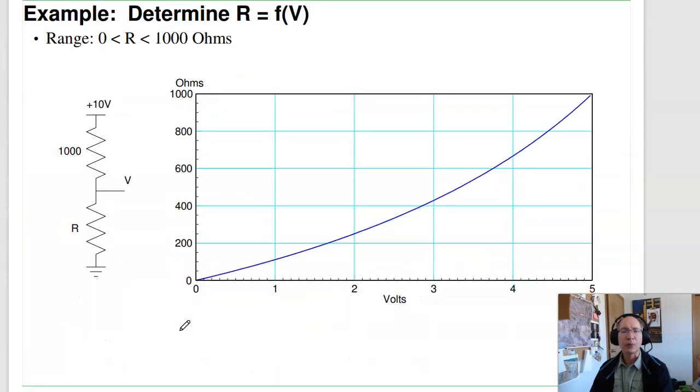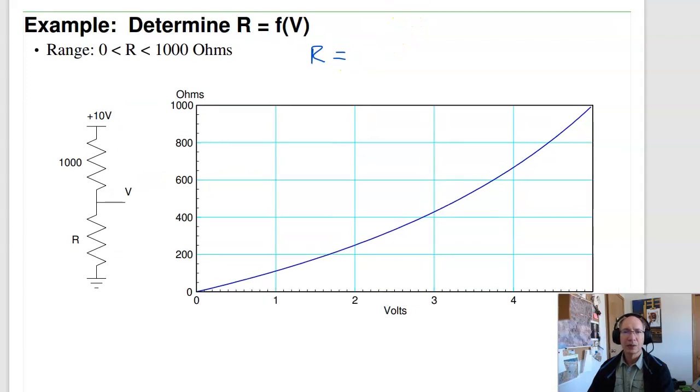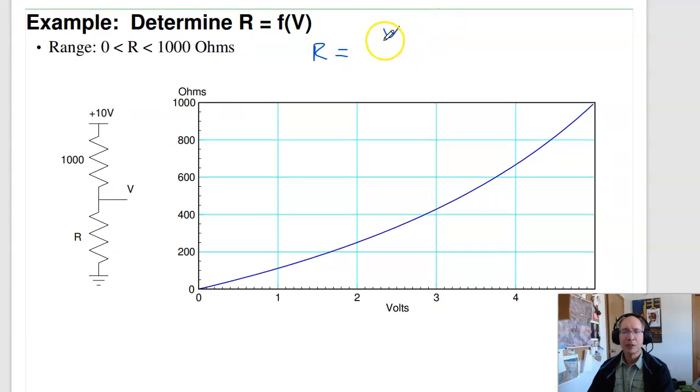So for example, let's take a voltage divider. Suppose I want to use this to be an ohm meter. I'm going to measure the voltage and from that calculate R. A theoretical calibration would say that R is equal to V over 10 minus V times 1K. That's theoretical calibration. A linear curve fit would say, let's come up with an equation.